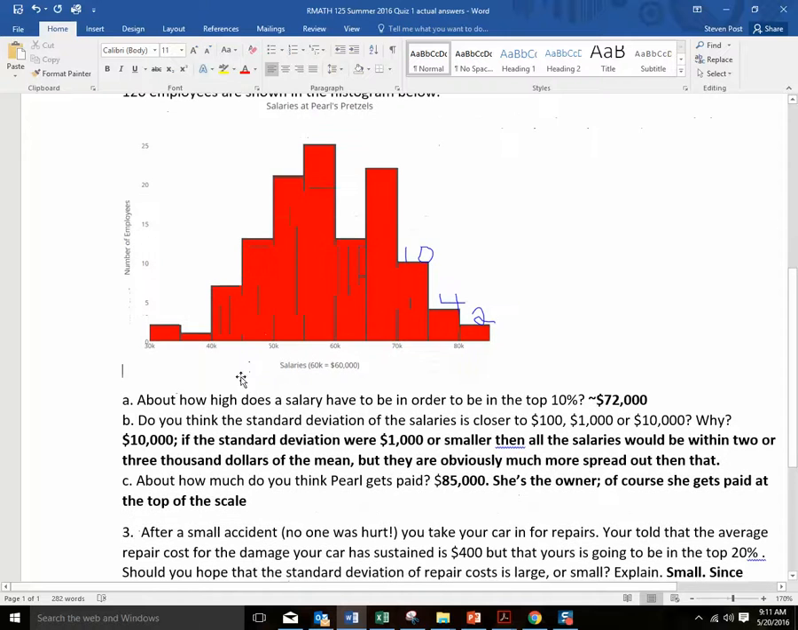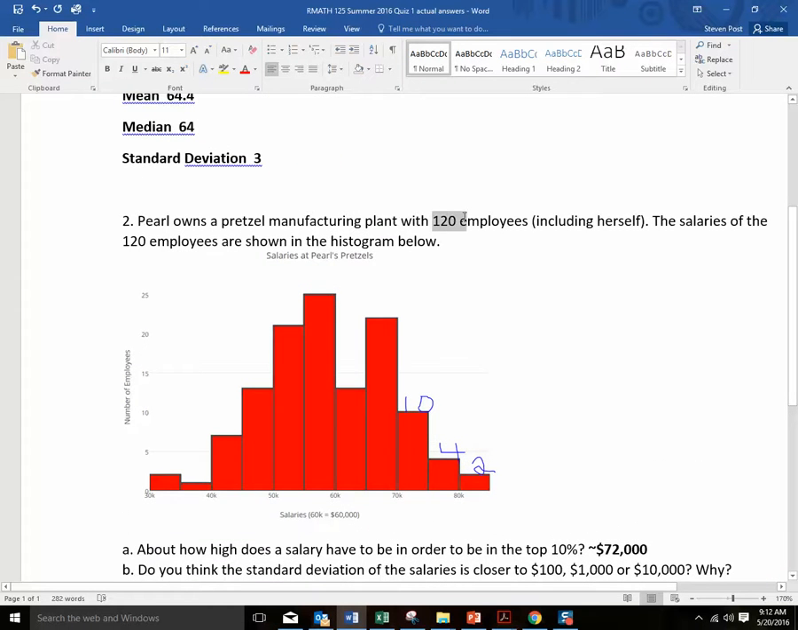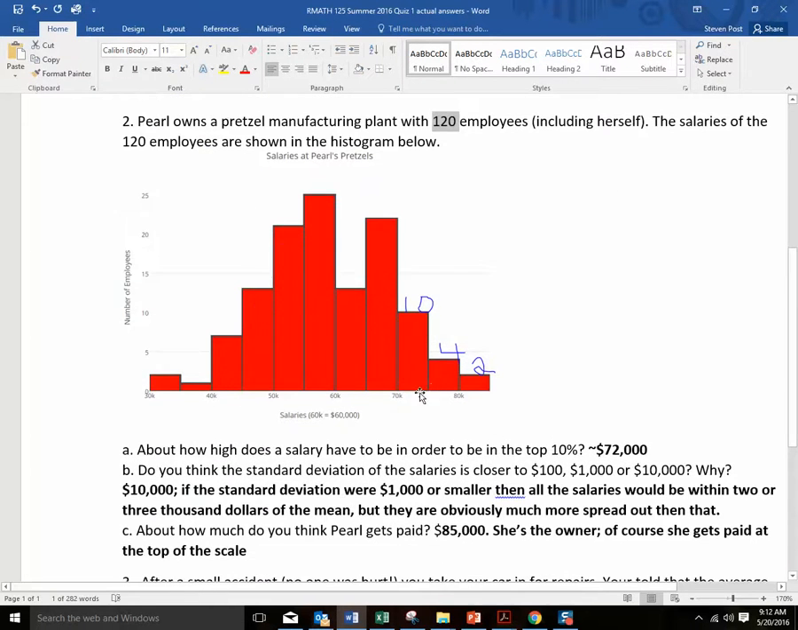Now, the first question is how high does the salary have to be in the top 10%? Well, 10% of 120 employees is 12, so we're looking for the top 12 salaries. So I've estimated the heights of these columns down here. This one is about 2, this one is about 4, so there's maybe 6 people making more than 75,000. So that's not going to be the top 10% because we're looking for the top 12 people. On the other hand, this one's around 10. We have about 10 people making between 70 and 75,000. So a total of 16 people are making more than 70,000.